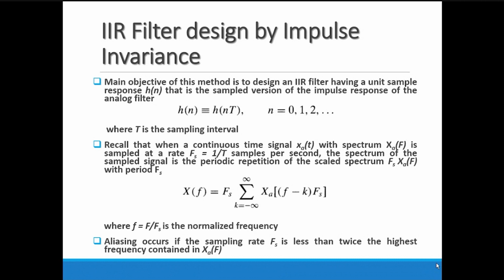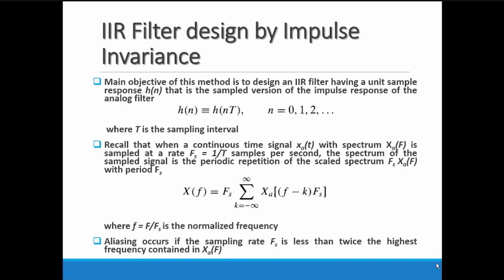So recall, I am repeating the Nyquist criteria, or you can say the statement of sampling theorem over here. Recall that when a continuous time signal x_a(t), where a in the subscript denotes the analog signal, with frequency spectrum X_a(F), is sampled at a rate Fs is equal to 1 by T samples per second. So here your sampling rate will be Fs, that is equal to 1 by T samples per second.